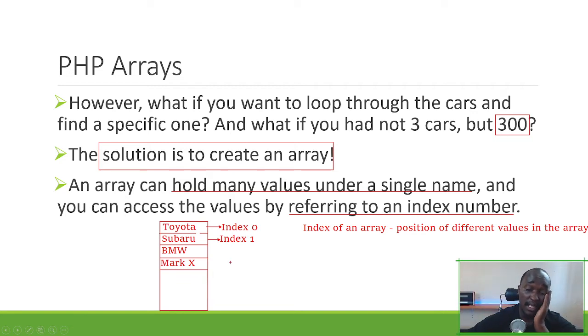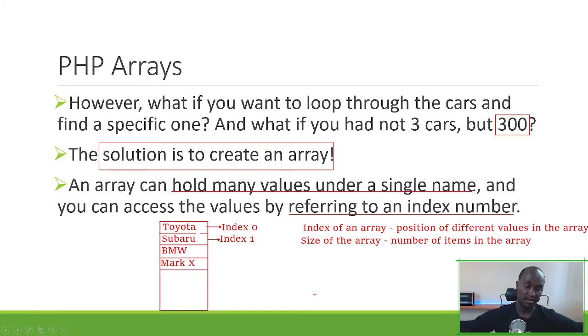So that's the index. The other thing that is important in an array is the size of the array. This is the number of items in the array. So for example, the size of this array here is 4, because 1, 2, 3, 4. So those are some of the important things to know about an array. Okay.